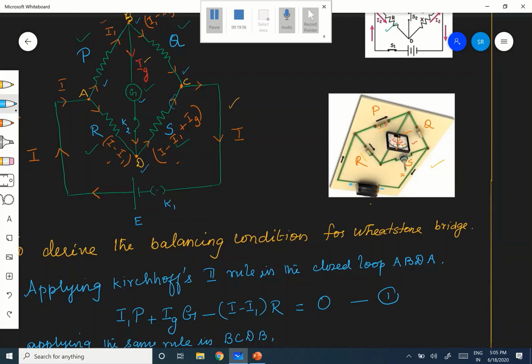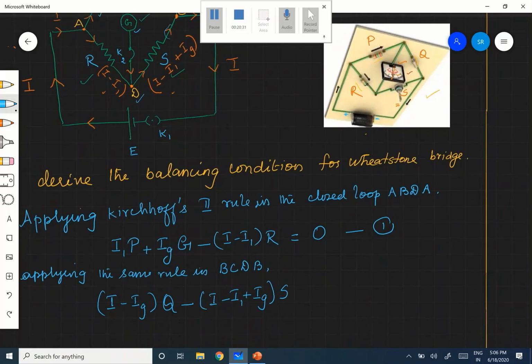And in CD also we have applied I minus I1 plus IG. And another one is in BD. BD is in which current it is? It is anti-clockwise direction only, na? With respect to BCDB, IG is in anti-clockwise direction. Same with respect to ABDA, IG is clockwise direction. Hope you are following which loop you are taking. That is very important here. So with respect to BCDB, IG is negative. Therefore, I think I can apply minus IG.